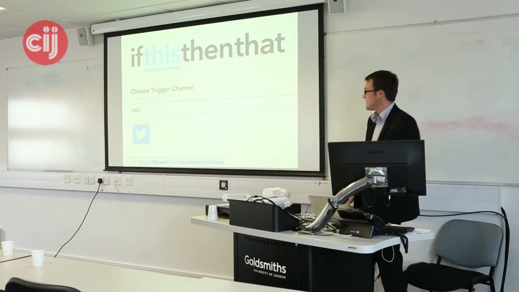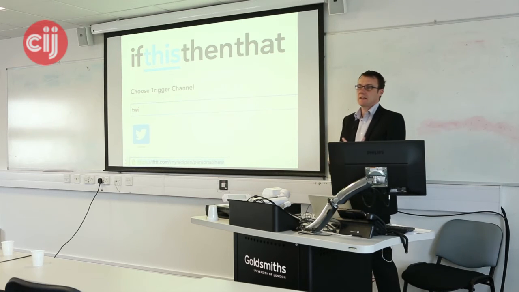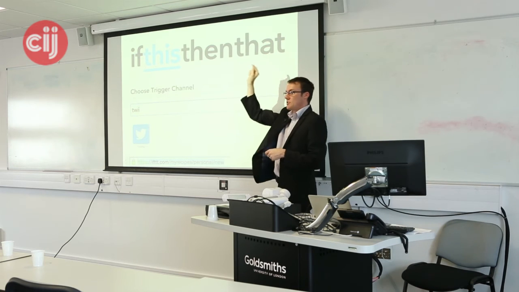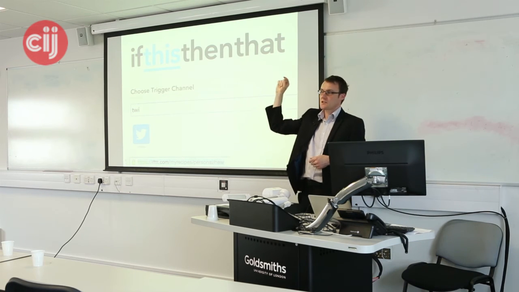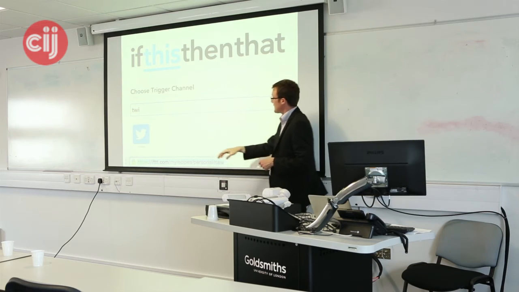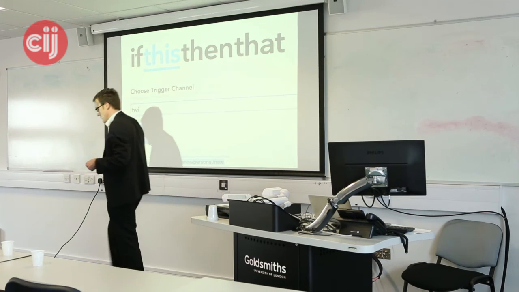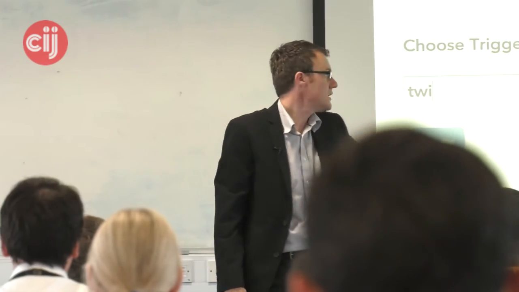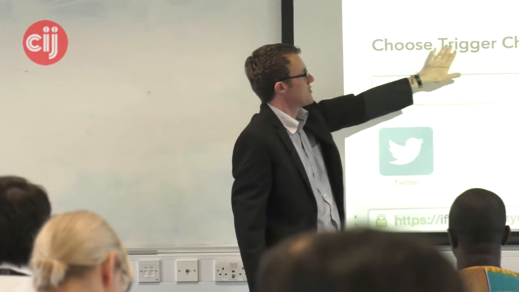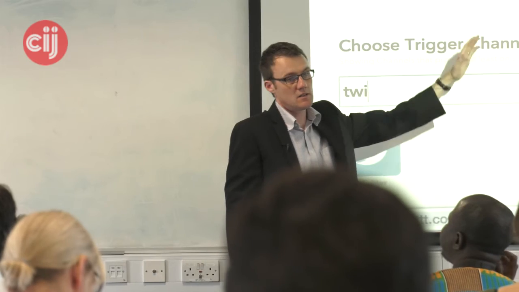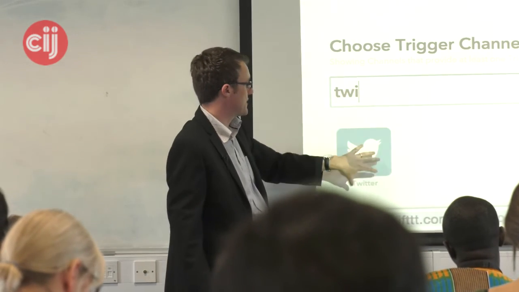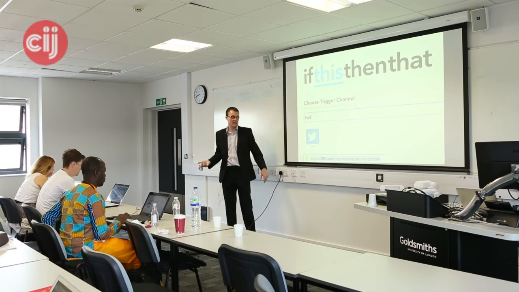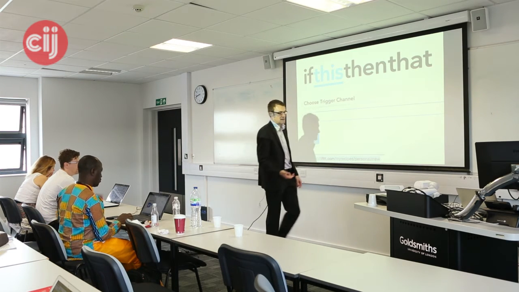If you're in If This Then That, to start creating a scraper or creating a recipe, then you click on your name in the upper right corner and select Create Recipe. And you'll get the phrase, if this then that. So you get this line, you click on the big blue this, and you are asked to choose a trigger channel. There's lots of options there, but if you start typing Twitter, Twitter will appear. Click on Twitter, authenticate it, and then move on to the next step.